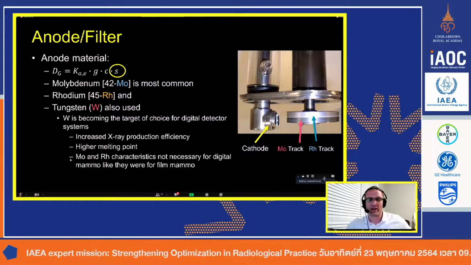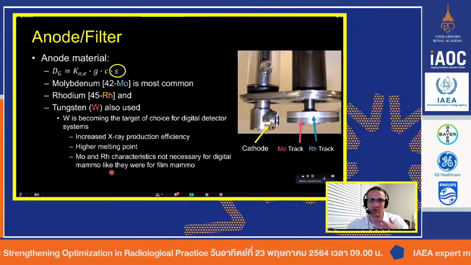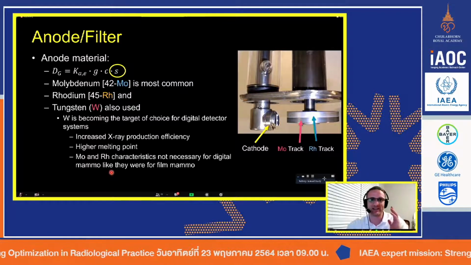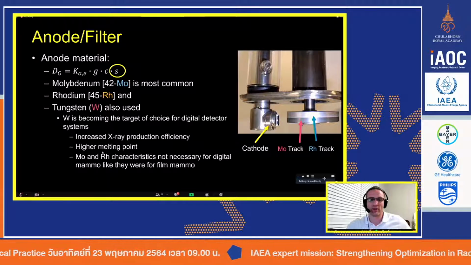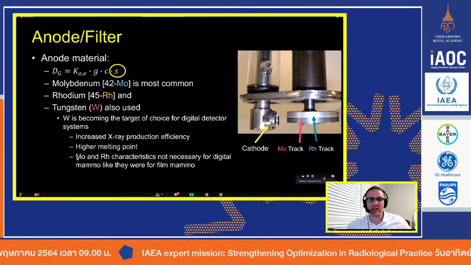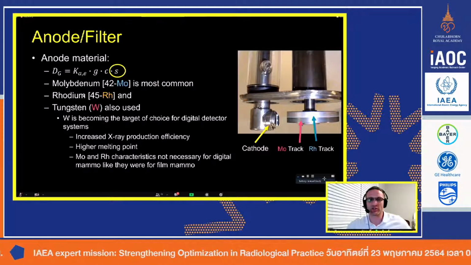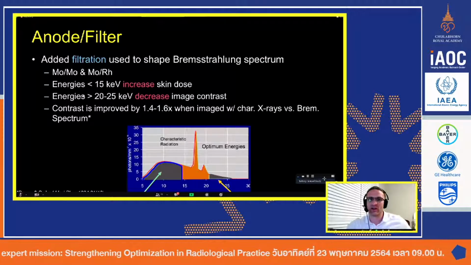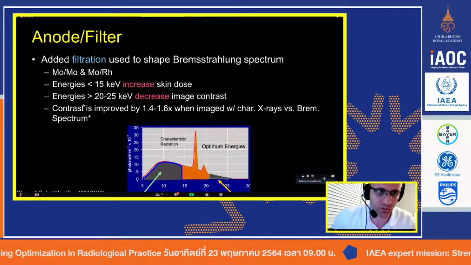And that's simply because we don't do any film anymore. At least in the US, 99.9 or 99.8% of all mammography is digital now. And with film, we needed to use moly. We needed to use the molybdenum and the rhodium targets for film. We absolutely had to. Tungsten wouldn't have been good. Those film images would have looked pretty horrible.